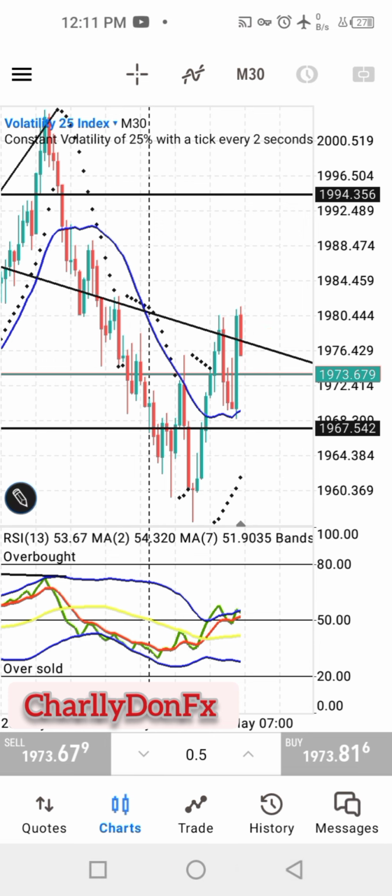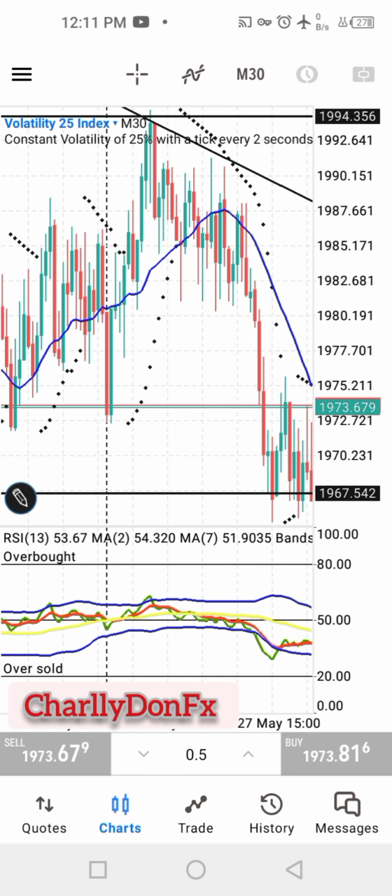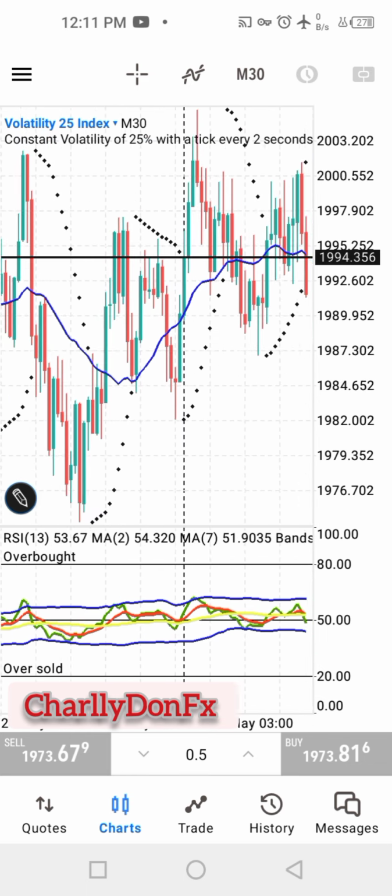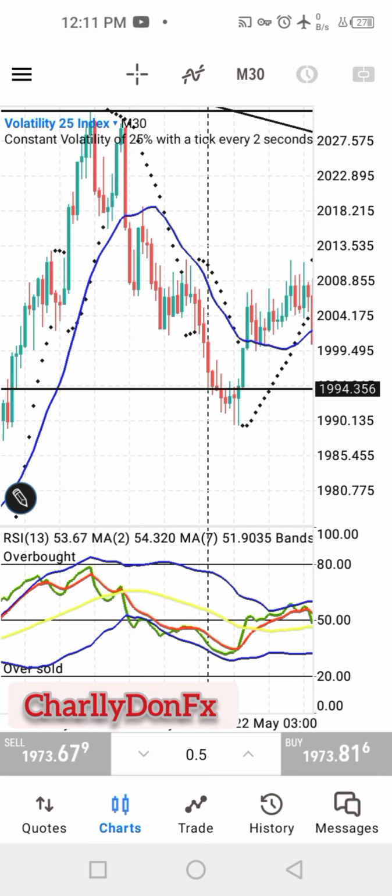So this is how I make my trade. It's simple as anything. If you take the low or the high of the previous day, you use it to analyze the present day. Can you see, guys? It's just simple as that.